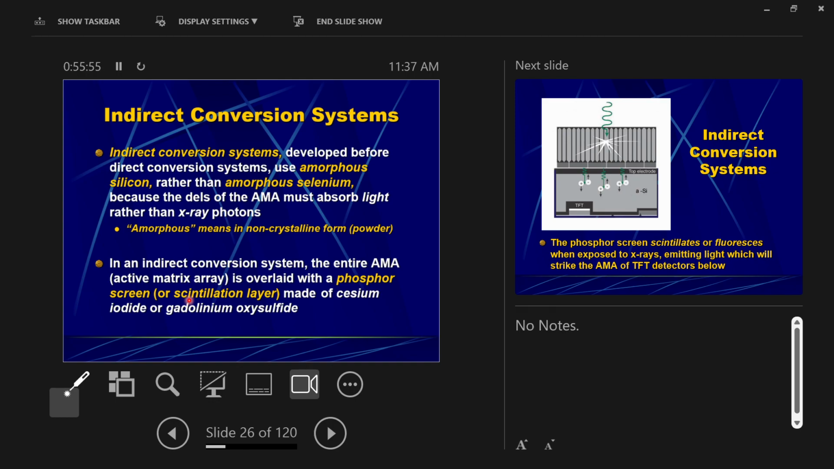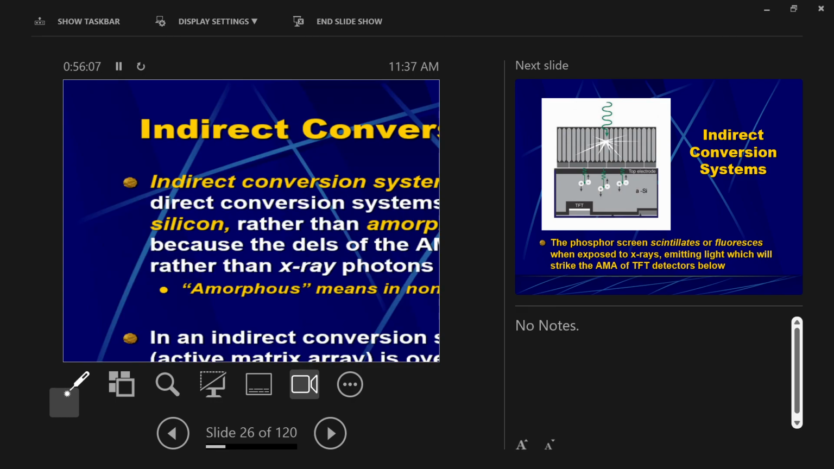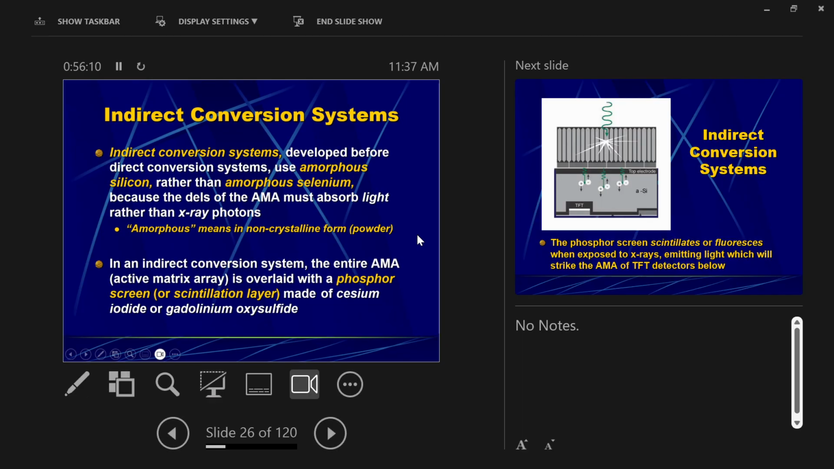You need to know the possible different scintillator materials that can be used. So they are cesium iodide, that's what ours is here, by the way, or gadolinium oxysulfide. You do not need to know, so my computer just started to get wacky just now.